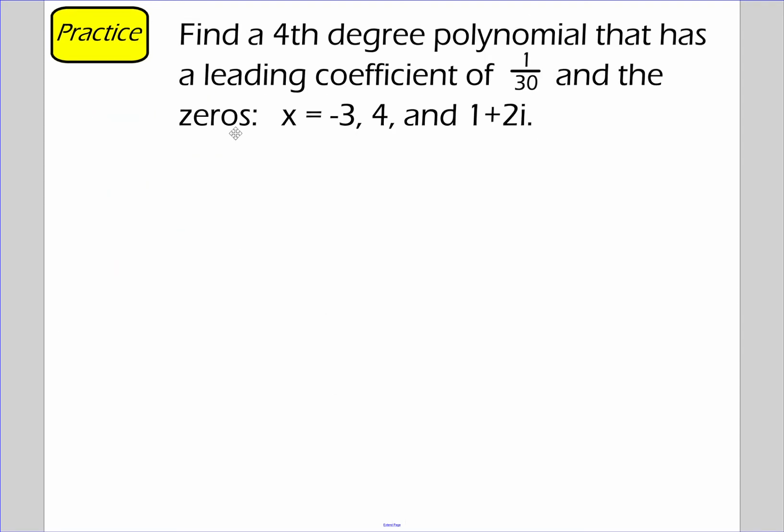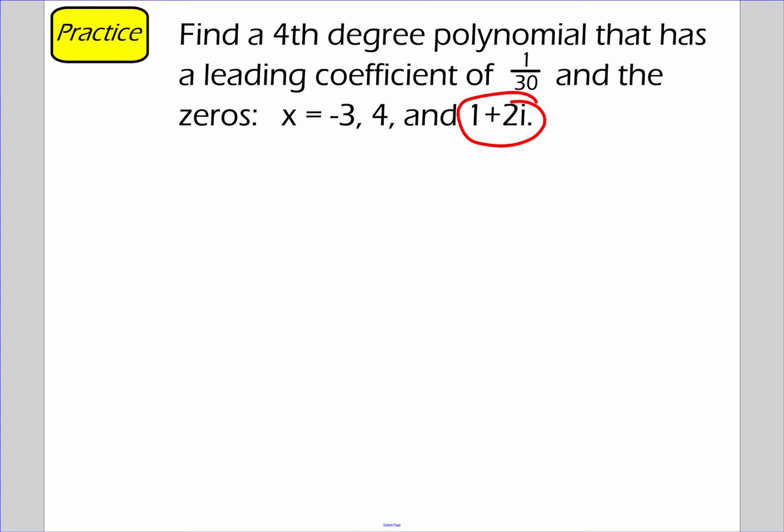All right, last one. Okay, we want to find a fourth degree polynomial with a leading coefficient of 1/30 and the zeros of negative 3, 4, and 1 plus 2i. Okay. Now we know from the fundamental theorem of algebra this should have 4 solutions, but we're only given 3 of them. And this is where we need to use our knowledge about complex zeros.